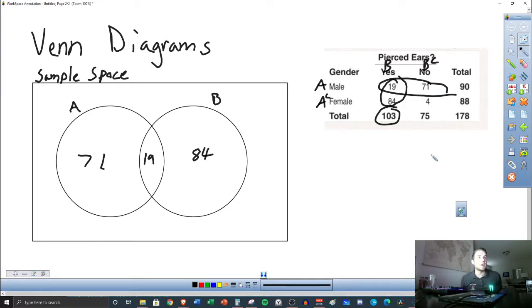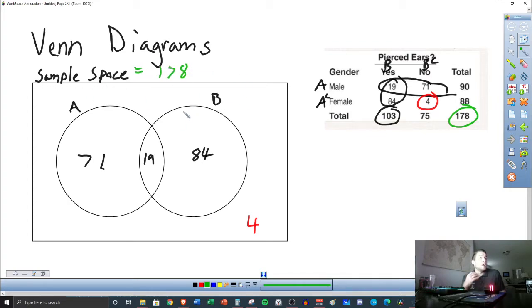Now, where does the 4 go? That's my question. Where do I put this 4? Well, that ends up out here where it's in neither of those events. It's outside of those circles. And what do we notice about the entire sample space? What happens when we add up all 4 of these numbers? That gets us this 178. I'm going to put that on the outside.